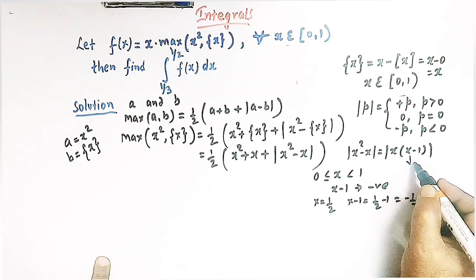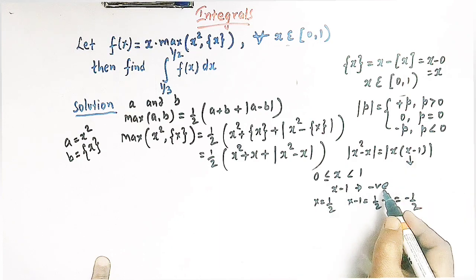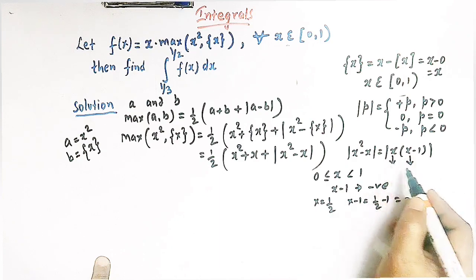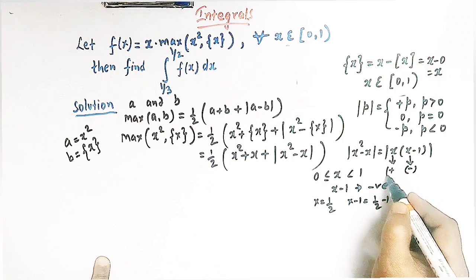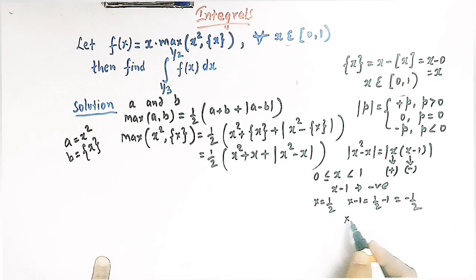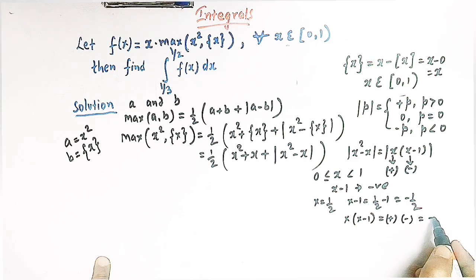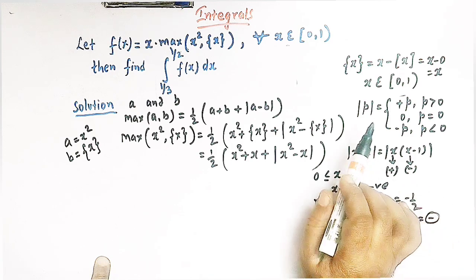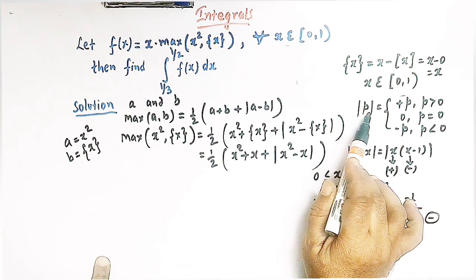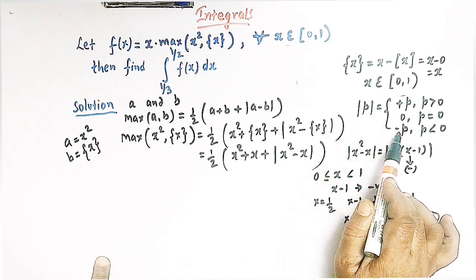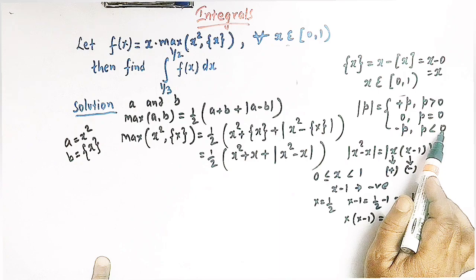So this quantity, that is mod of x minus 1, is negative, and x is always a positive quantity, right? So the product x times x minus 1 is always going to be negative, right? So here we have mod of p is equal to negative p whenever p is less than 0.